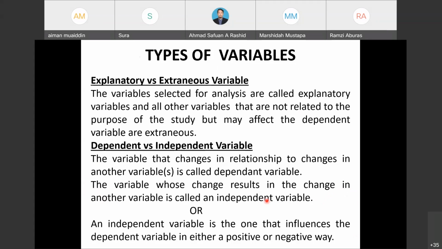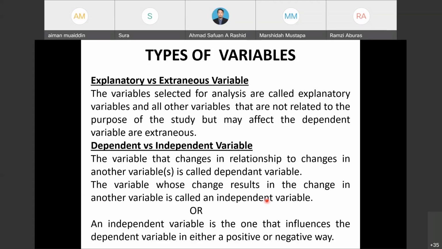So, the types of variable: explanatory or extraneous. The variable selected for analysis is called the explanatory variable, and all other variables that are not related to the purpose of the study but may affect the dependent variable are extraneous.